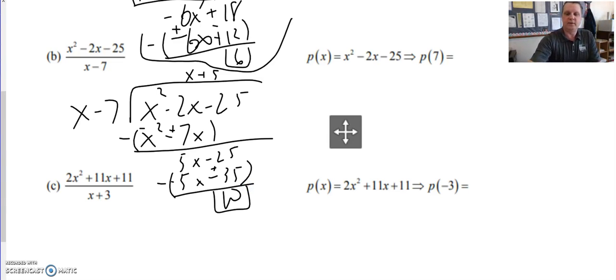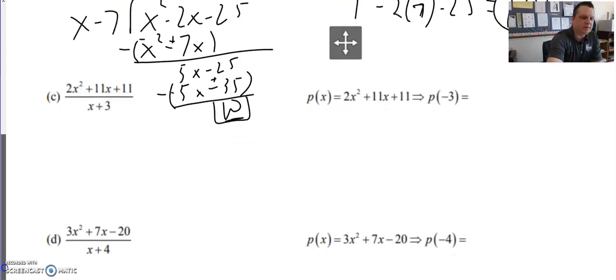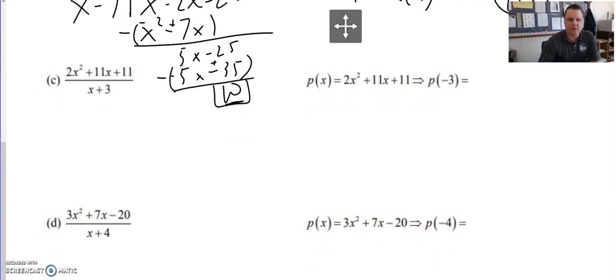So if I take a 7 right here, plug it in, that's 7 squared minus 2 times 7 minus 25. You put that right in your calculator, and that is going to give you 10. Okay, the same as the remainder. And it'll work every single time, even if it's a 0. Even if it's a 0, it's not a big deal.